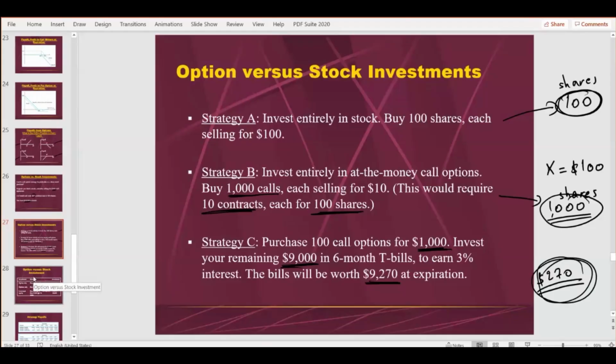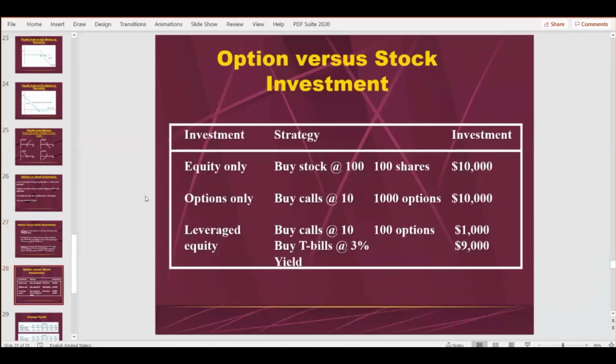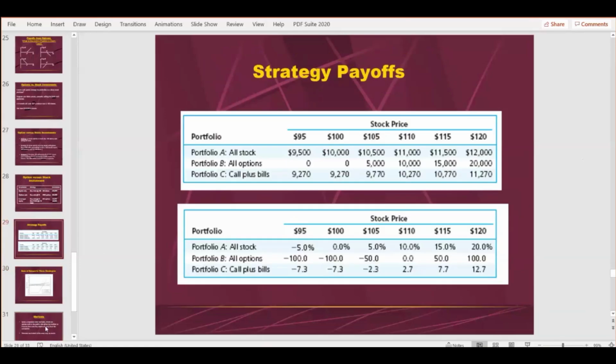Now let's see the performance of each strategy. This is a summary of the strategies. In each case, I'm investing $10,000. In A, I'm investing the full $10,000 in stocks. In B, I'm investing only in options by buying 10 contracts. In C, I have what's called a leveraged equity position. Here I'm investing $9,000 in the risk-free asset and $1,000 in call options. Now this is the performance of those different positions for different prices.